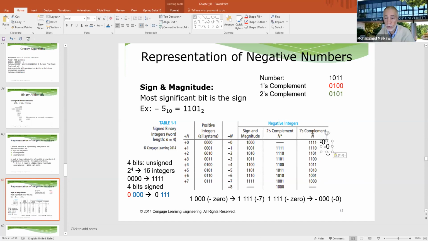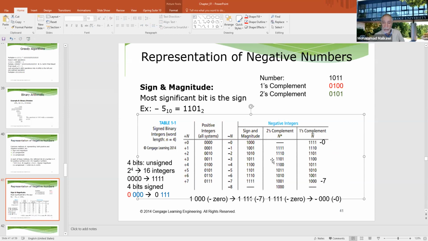So this goes all the way to, I'm sorry, minus 7, because it's a 1 here. So when I convert this, all 3 zeros become 1, 1, 1, 1. And this is the sign, so it's a -7. So it goes from -0 to -7.